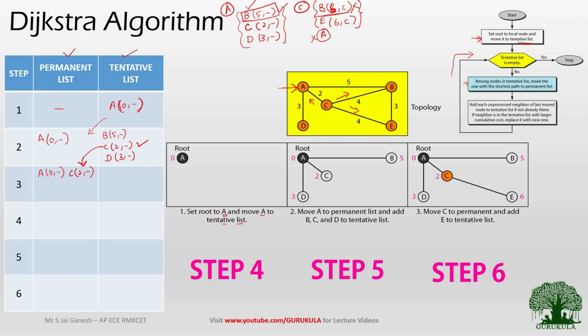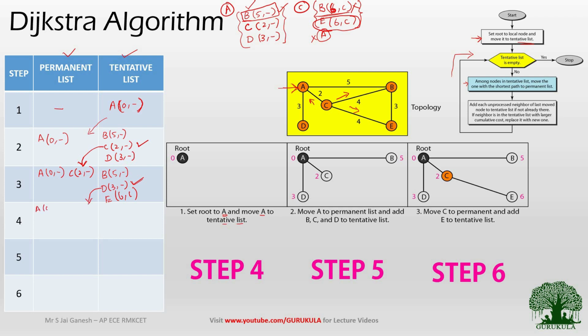Considering the previous entries, B5 hyphen will be there, and then you have D3 hyphen, and now we have to add E6 via C to the tentative list. And now we have to repeat the procedure again. So let us see what is happening next. Out of these available nodes, D now has the lowest cost, so I need to move D to the permanent list.